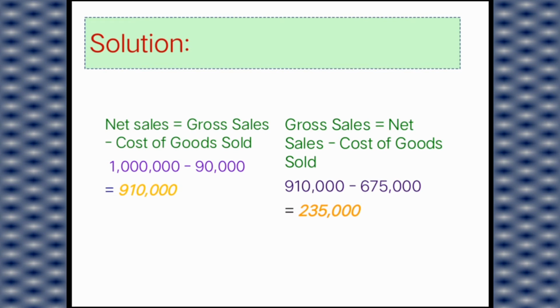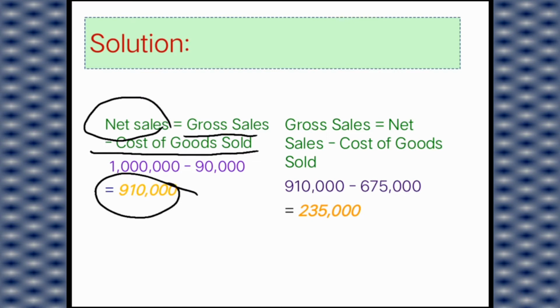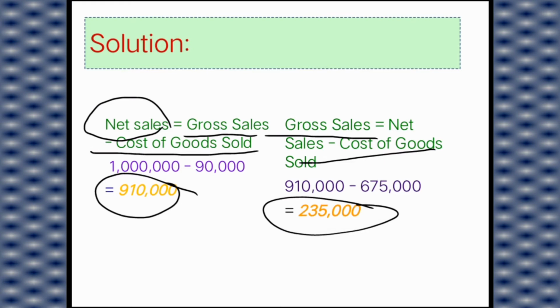The basic components of the formula of gross profit ratio are gross profit and net sales. So, gross profit is equal to net sales minus cost of goods sold. So, we need to find the net sales first. Then we subtract the cost of goods sold. That gives us the gross profit.